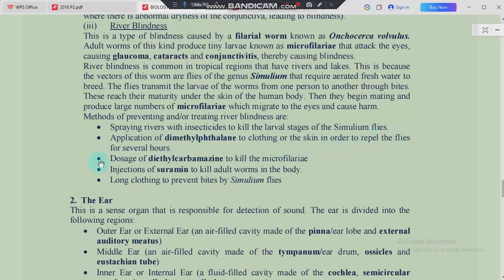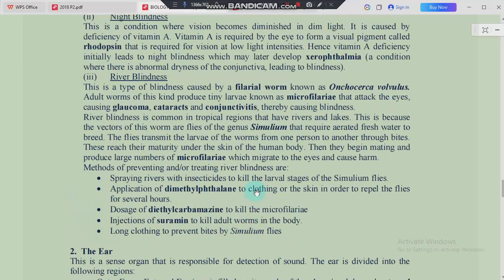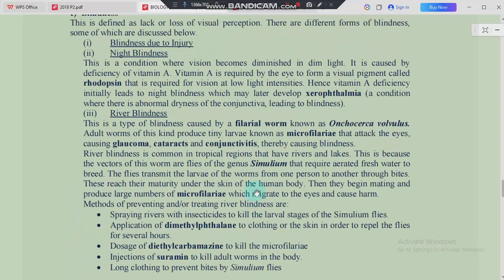Apart from this, we also need a dosage of diethylcarbamazine to kill the microfilariae. And then we also need an injection of suramin to kill the adult worms in the body. We also need to wear long clothing to prevent bites from the Simulium flies. These flies are quite interesting. All these are some of the measures that you can put in place in order to prevent blindness.